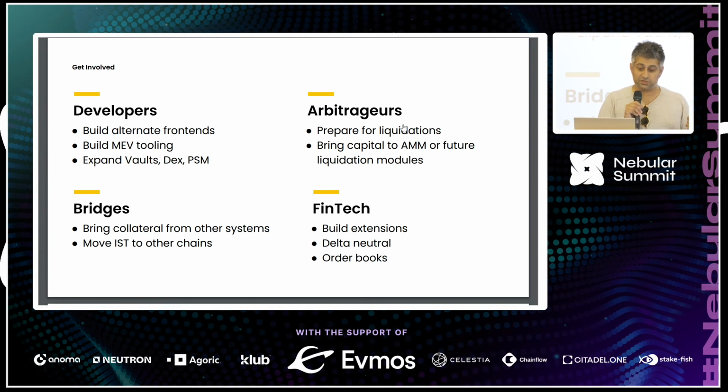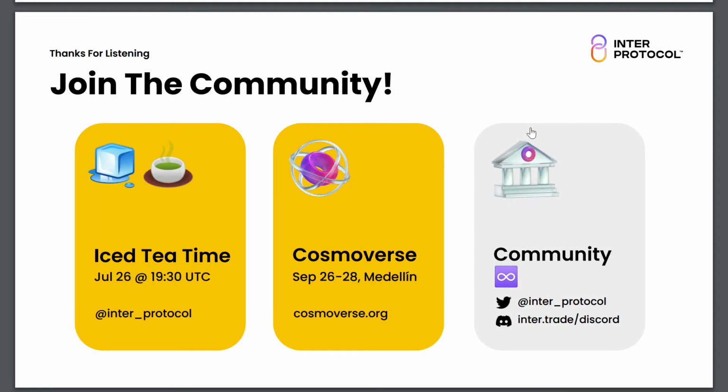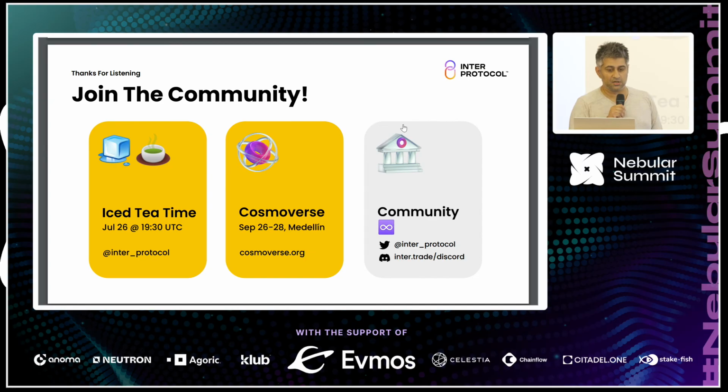If you're building bridges, we're looking for all of the people who are building bridges to participate in our collateral onboarding process and to move IST beyond the IBC ecosystem. And then we are very excited about order books, delta neutral stablecoins, building on top of perps, building on top of all the new DeFi primitives that are coming to Cosmos. So I believe that is it.